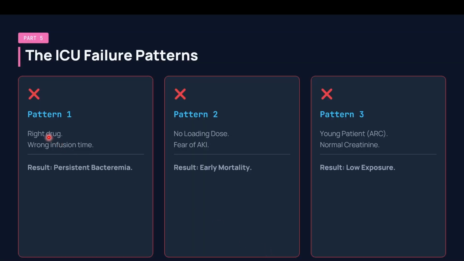Now the failure patterns. Pattern one is the right drug, but the wrong infusion time, which leads to persistent bacteremia without clearance. Pattern two is not giving a loading dose due to the fear of AKI, which results in early mortality because there is a high volume of distribution, and the drug may not even reach the therapeutic concentration. Pattern three is a young patient with augmented renal clearance and normal creatinine, resulting in low exposure of the drug to the body and leading to failure.